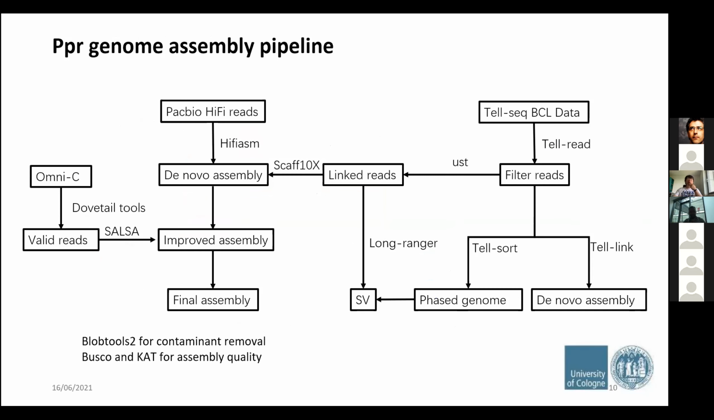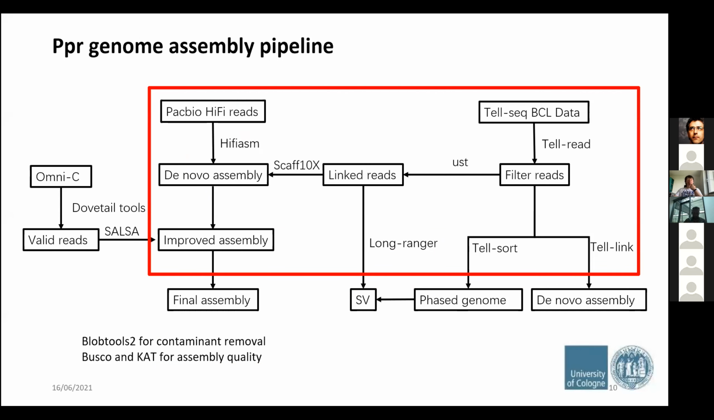Now this is our genome assembling pipeline here. In the red square, that's what we have done now. We use PacBio HiFi for the de novo assembly and then use Tell-seq long linked reads to improve the assembly. And now we are at this improved assembly step. Vectors also used for contamination removal, and BUSCO and QUAST software used for assembly quality.